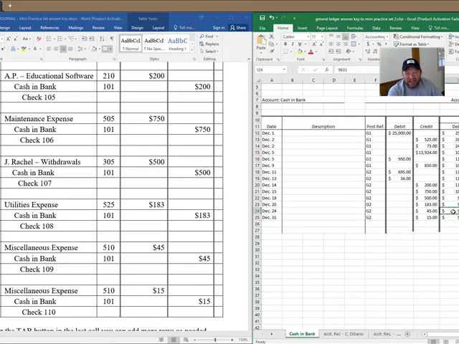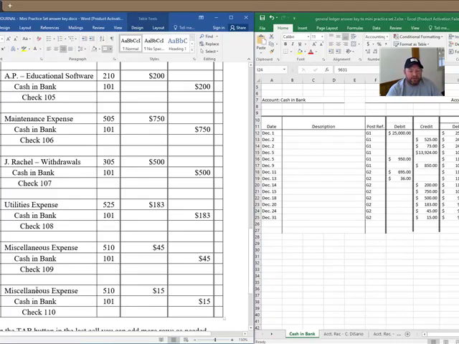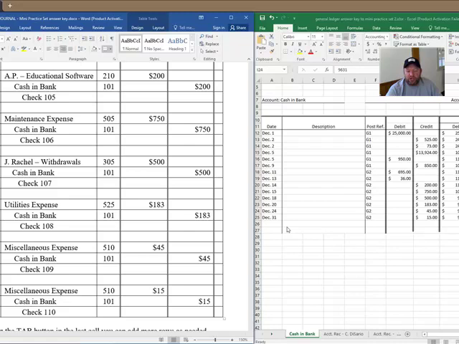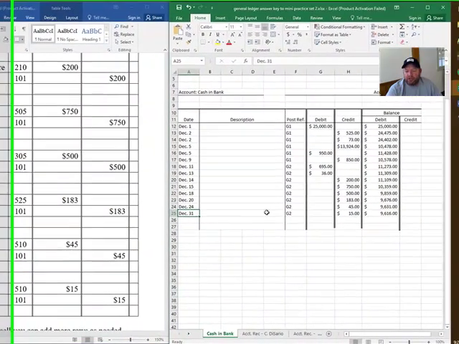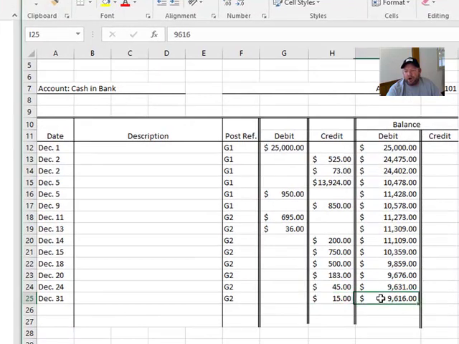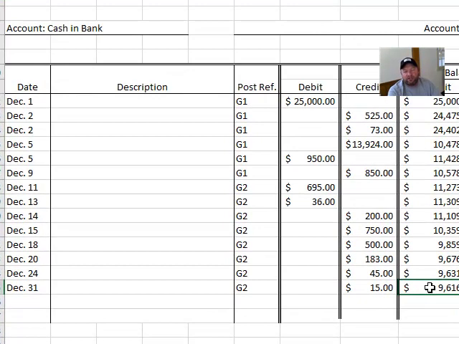Last one. I made a mistake. I didn't include the last source document. Not a huge deal. We can move forward. If you catch this, though, you want to update this. We have a miscellaneous expense of $15. We're paying that to the bank for bank reconciliation. It's a bank fee, okay? Cash, we're writing a check 110. It's $15. So on the 31st, page 2, we wrote a $15 check. Our new balance is $9,616.